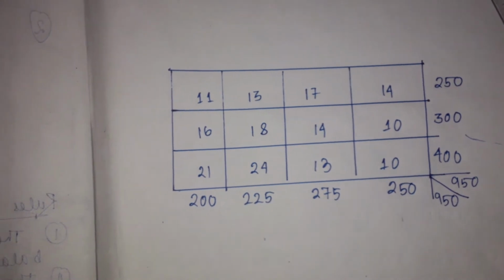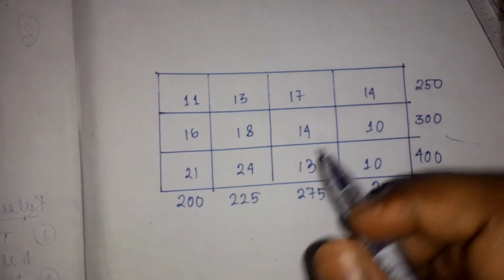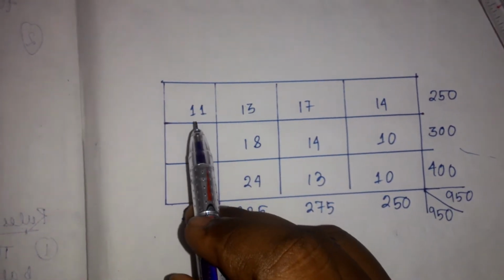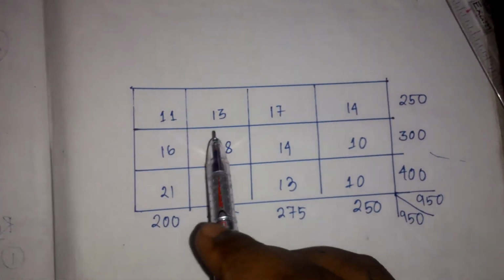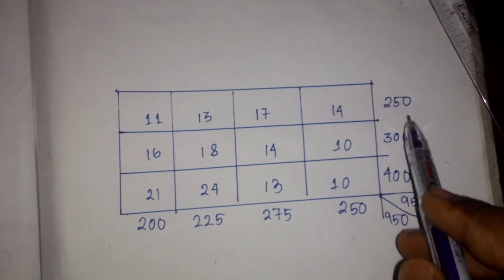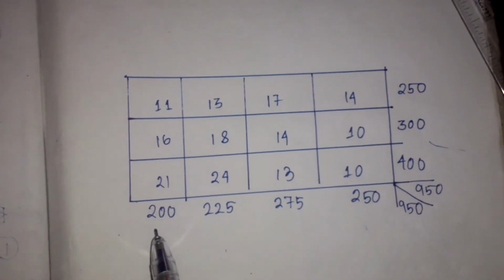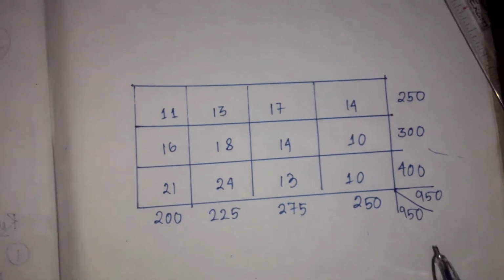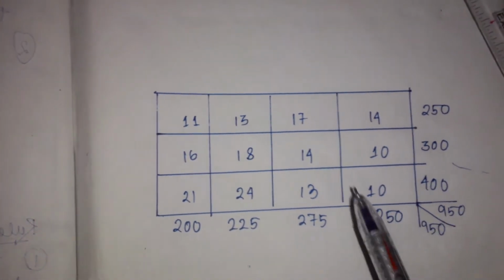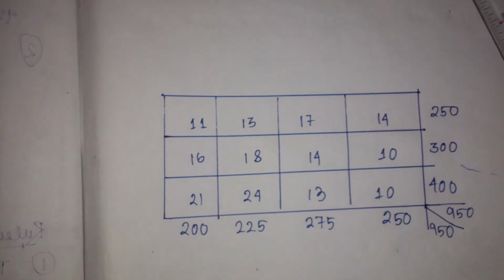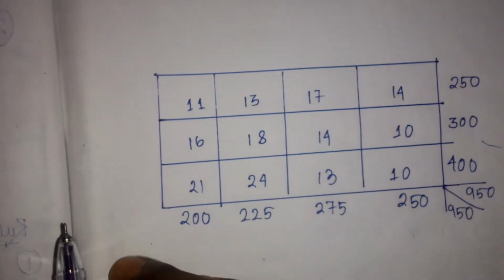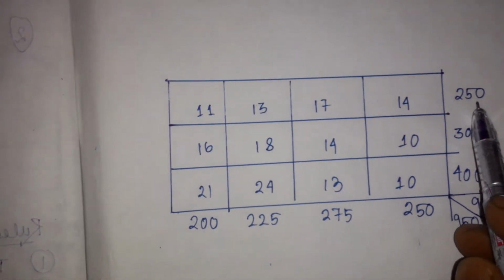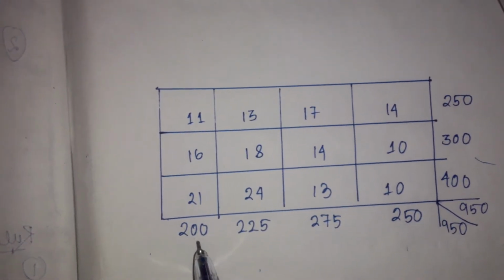Here the northwest corner of the matrix is here. The numbers in the table are the costs, the values on the right side are the supplies, and the values at the bottom are the demands. Now the northwest corner is the 11 box, so we need to calculate from there. Here the supply value is 250 and the demand value is 200.